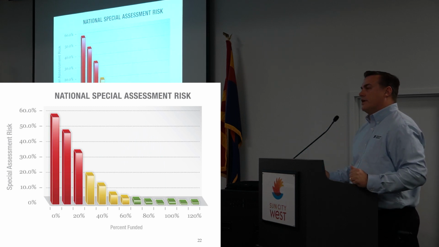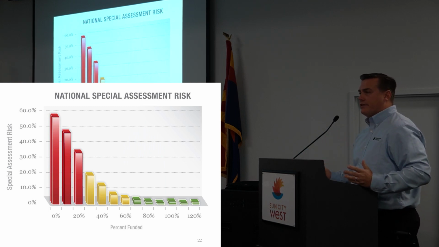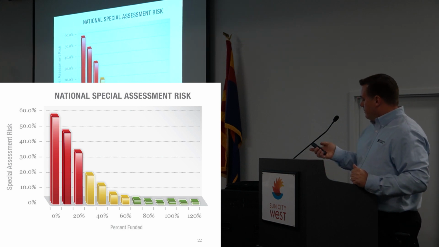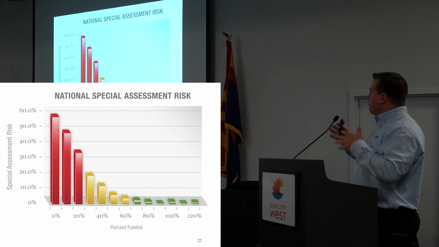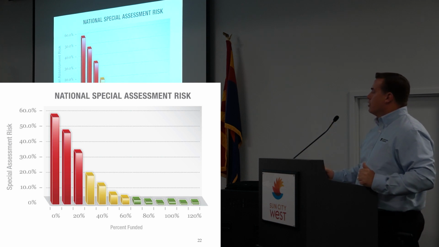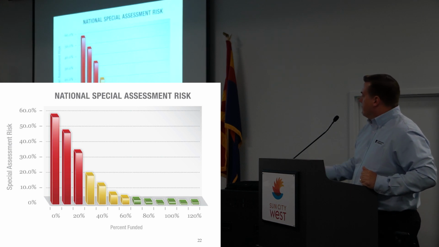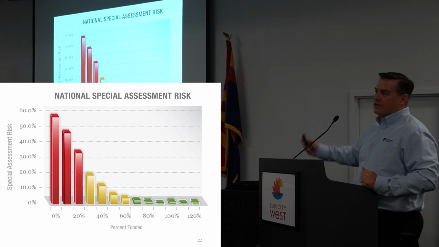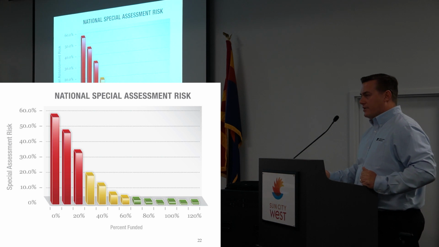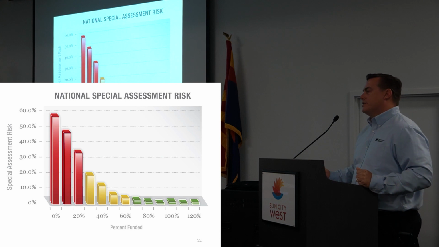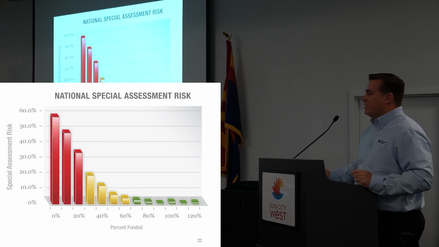Now this graph illustrates the relationship between percent funded and the risk of special assessments. But I want you to notice is that as percent funded along the bottom goes down, the risk of special assessment goes up. In fact, in that 0 to 30% weak range, special assessment risk averages 37%. And what that means is that any time an association is in that range, they have a better than 1 in 3 chance of needing a special assessment that year due to a lack of sufficient reserve funds.